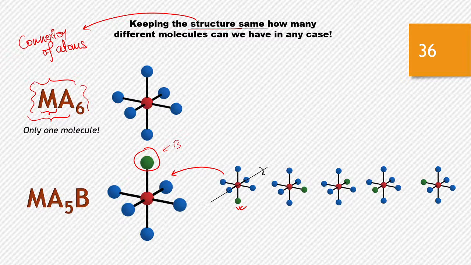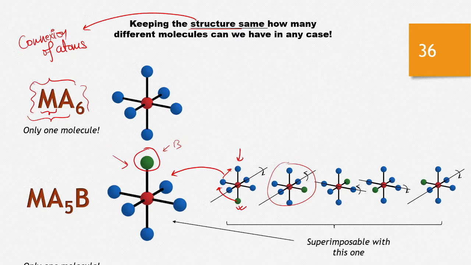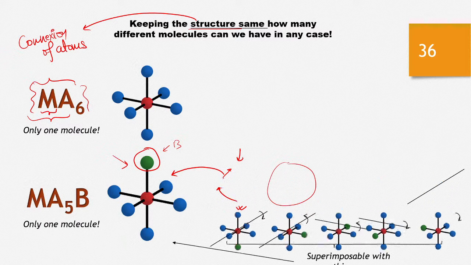If you take an axis like this and rotate it, you can bring this green straight up, and you will see that all of the groups will superimpose, and this whole molecule is superimposable with this molecule, right? Similarly, all these molecules are superimposable with the first one which I made. So with Ma5b also we have only one molecule, right? Let's move forward.